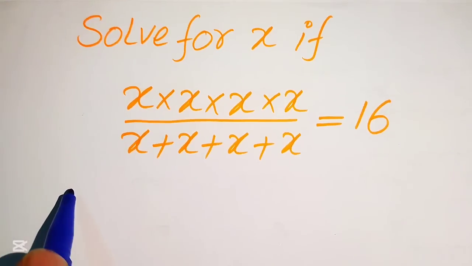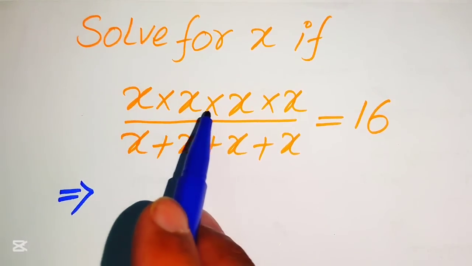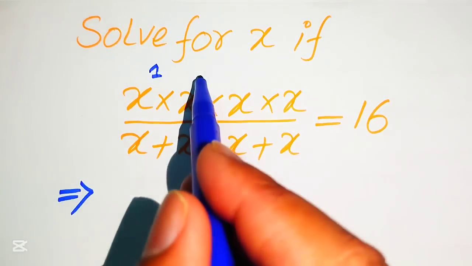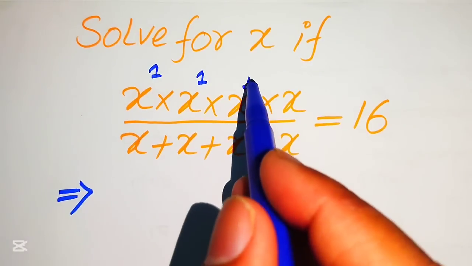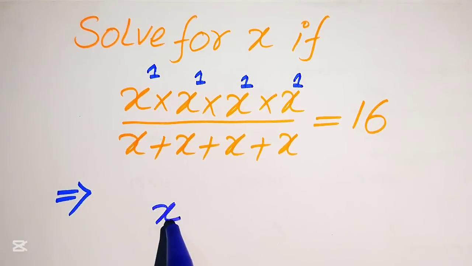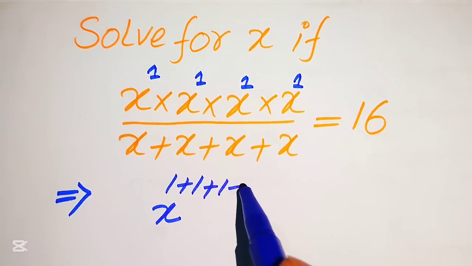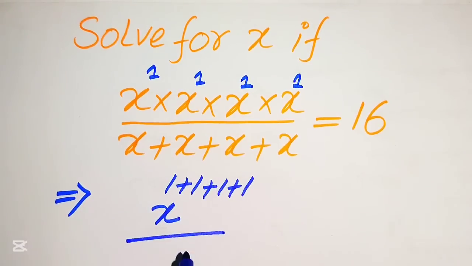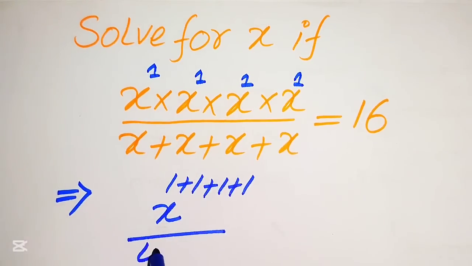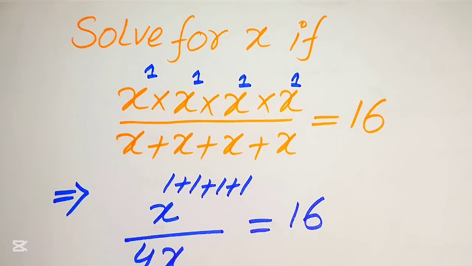So first we need to simplify this equation. Here you see that x is multiplied by 4 times, and the bases are the same and the exponent of each of these x is 1. So we can apply the exponent law, and according to this exponent law we will add all of the exponents of these terms, and here you see that x is added 4 times, so we write it as 4 times x equals 16.